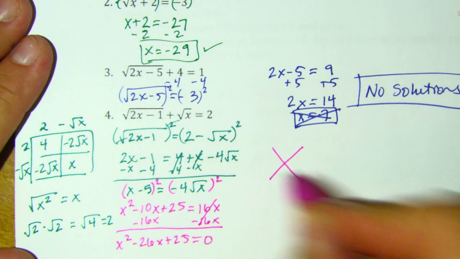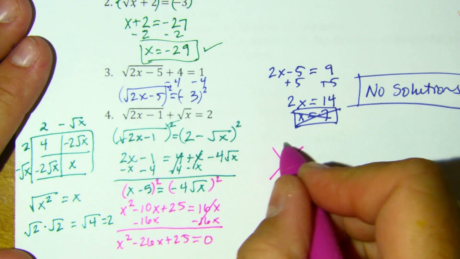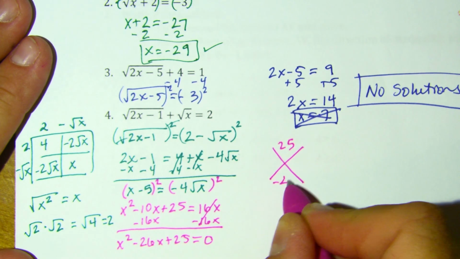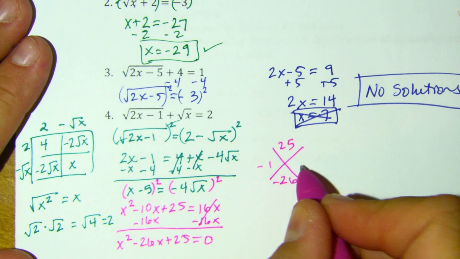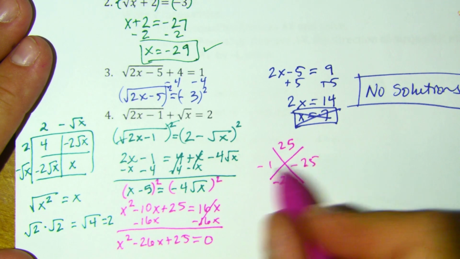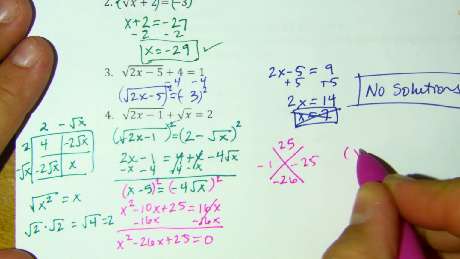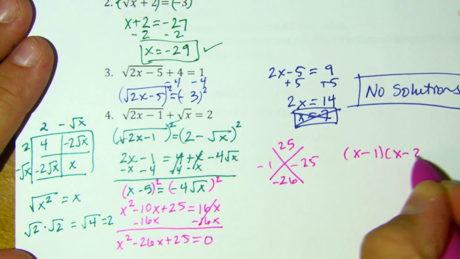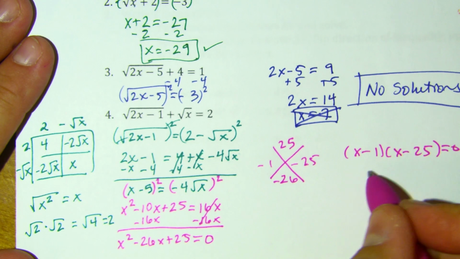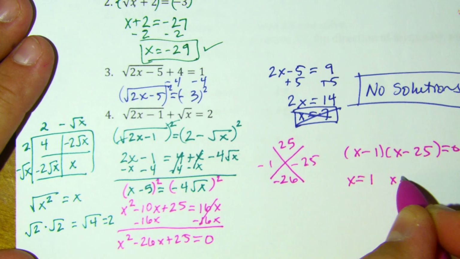I can go ahead and use the x method now. 1 times 25 is 25, negative 26. And negative 1, negative 25. Multiply to positive 25 and add to negative 26. So x minus 1 and x minus 25 equals 0. X equals 1 and x equals 25.